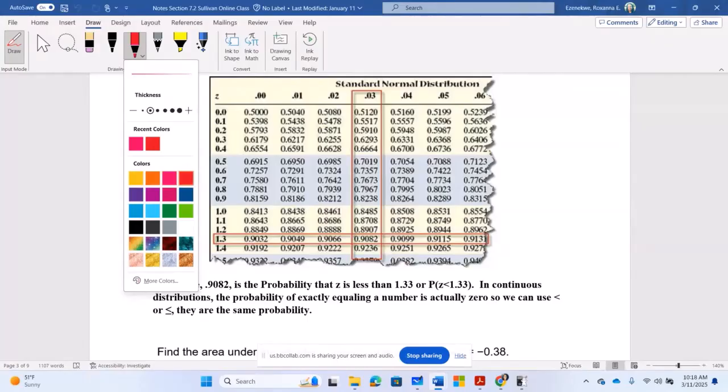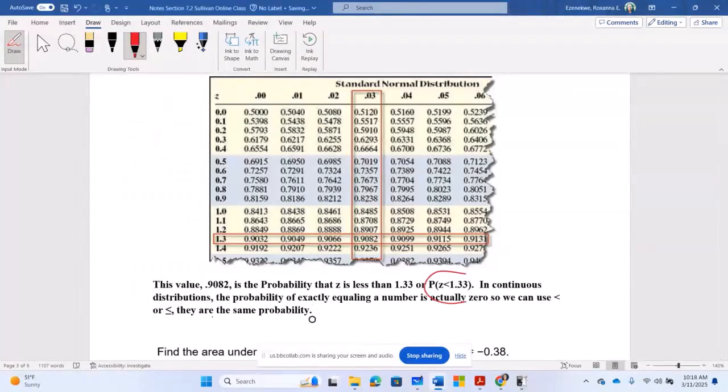Suppose I am told to find the area under the normal curve, Z is less than 1.33. So this is 1.3 here, and then 1.33 is 0.0 here, 0.1, 0.2, 0.3. Therefore, the number corresponding to 1.33 is 0.9082. Okay.